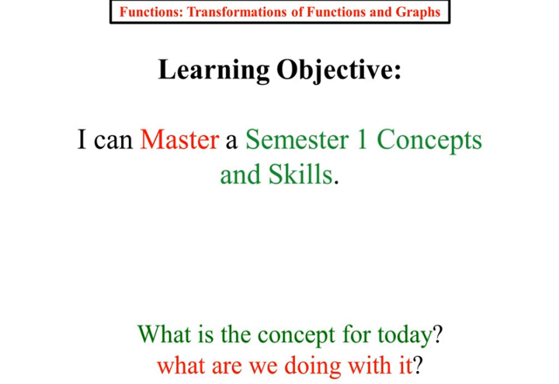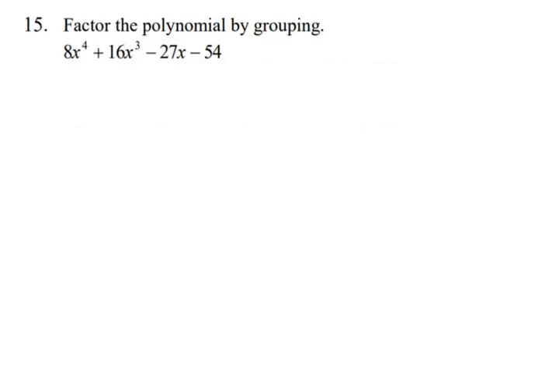All right, so with that said, we're going to go straight into problem number 15 today. So on your Cornell notes, problem number 15. Problem 15 reads, factor the polynomial by grouping. Factor by grouping. All right, very similar to the one we did yesterday.